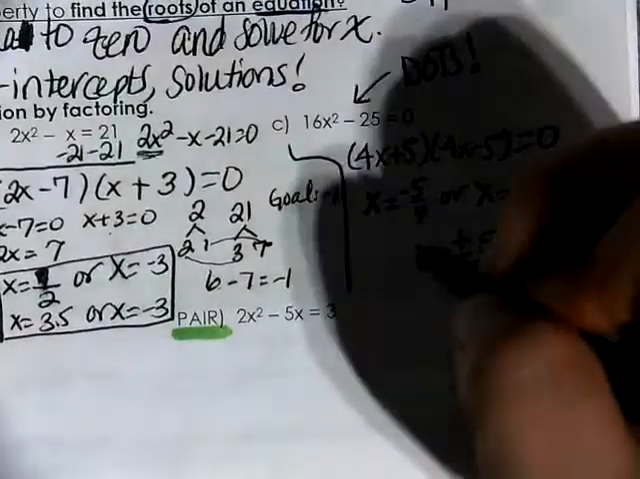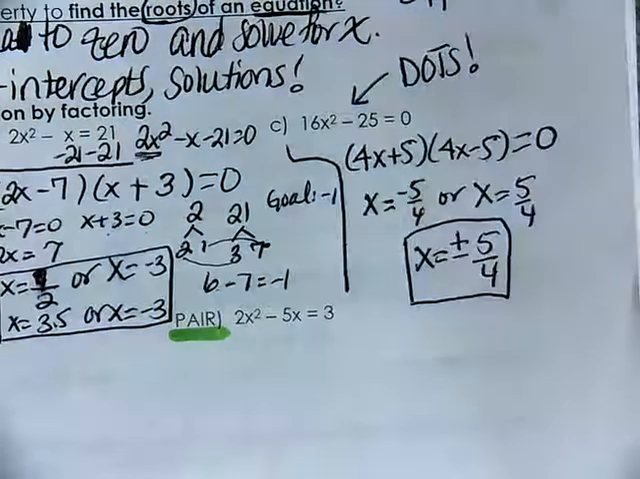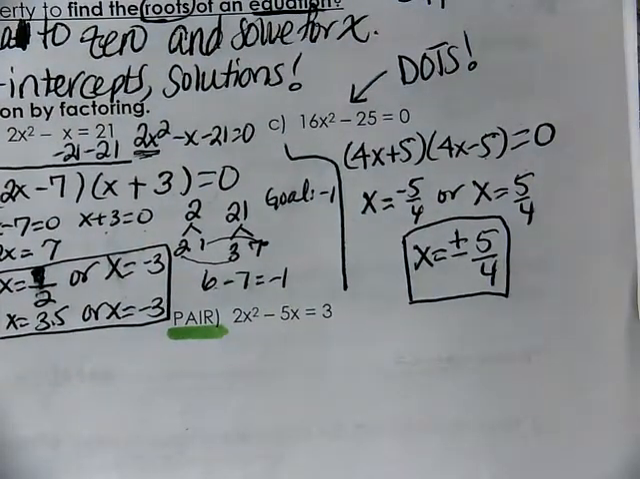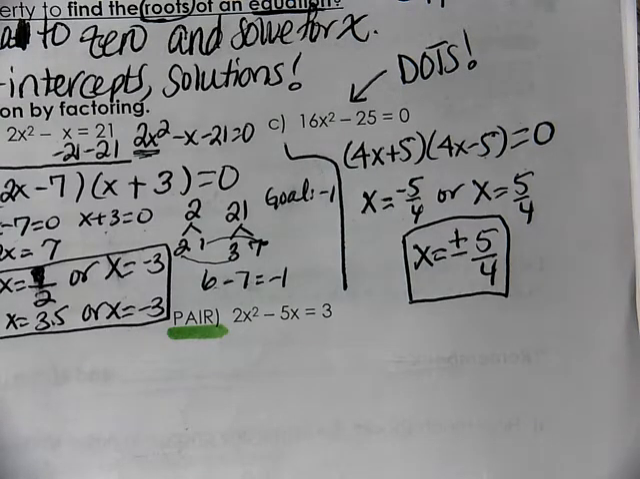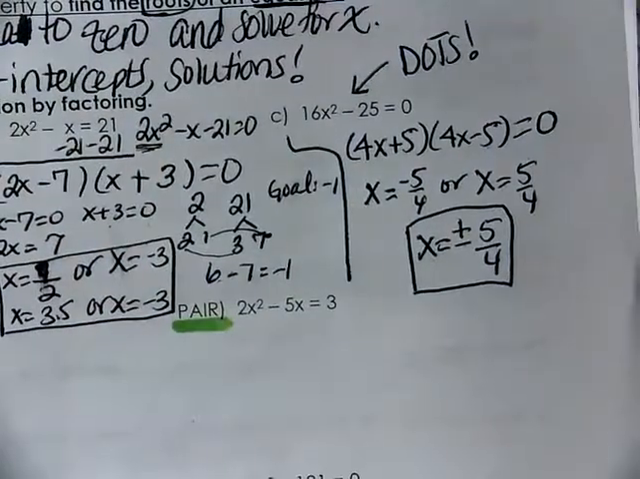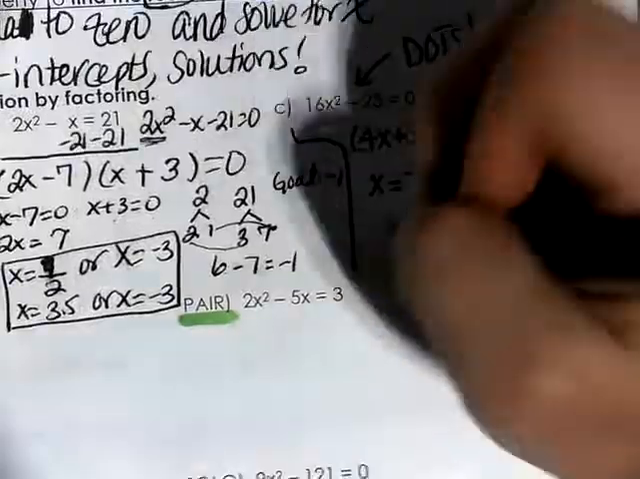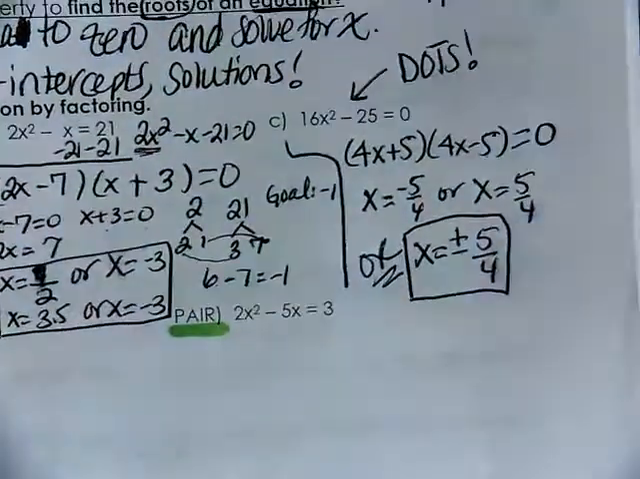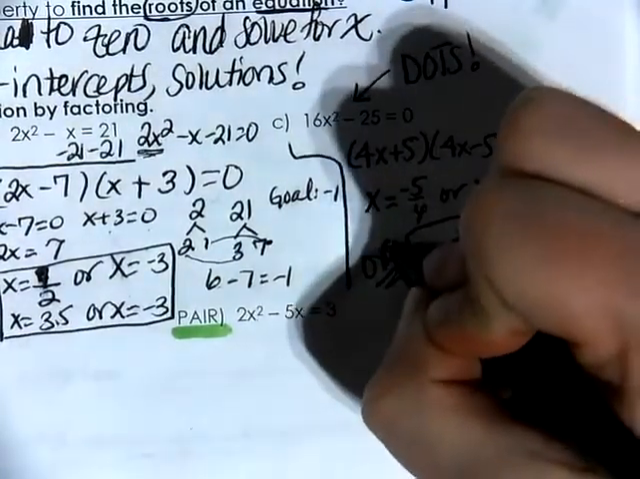Another way you can write this answer is x equals plus or minus 5/4. Plus or minus is a plus sign and a minus sign underneath. And so that's just two different ways of writing your answer. I'm going to put a big fat "or" right there because you can work with one or the other.